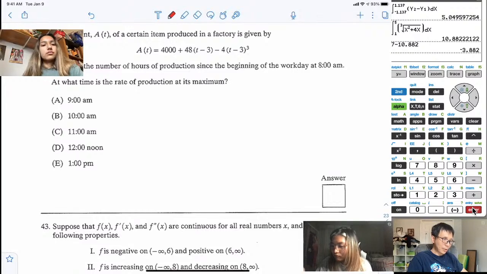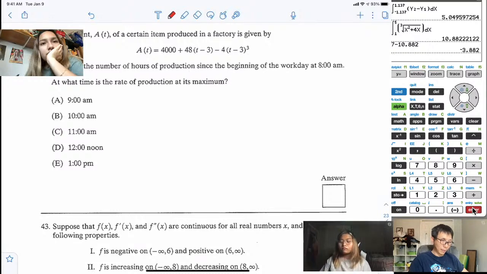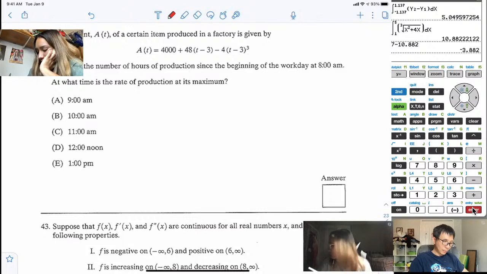Okay, so this question is actually interesting, but the problem is you have to answer the keyword. So trending get this one, so that must mean pretty hard. So let's read this question together. They say among A of T, a certain item produced in a factory is given by this function, where T is the hour of production, which is beginning working day, 8 o'clock. At what time is rate of production?